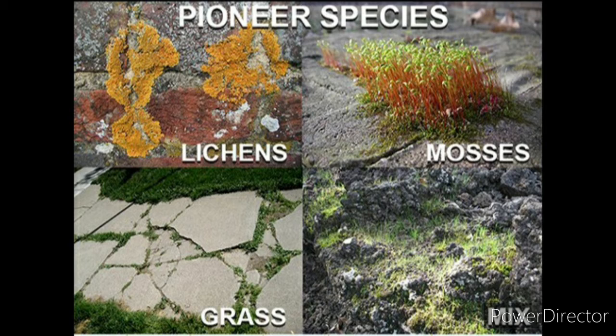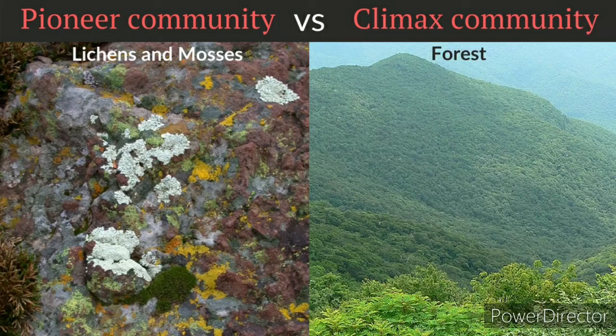The first one is pioneer species, the species that invades a bare area. And the second one is pioneer community, the community that invades a bare area. And the third one is climax community, a community that is in near equilibrium with the environment.